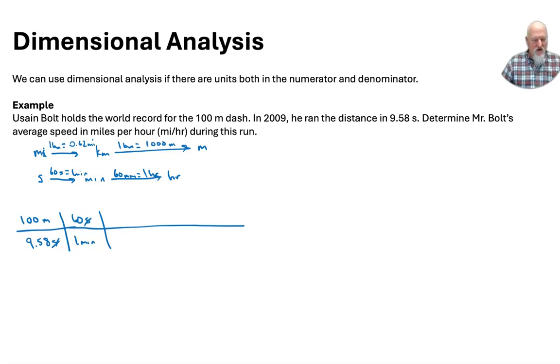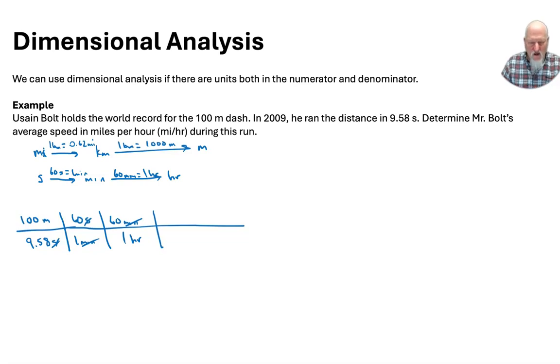I'm going to use the minute conversion to hours. 60 minutes is 1 hour. The minutes cancel, and now I've got hours in the denominator like I want, because I'm going miles to miles per hour. Okay, now I need to convert the meters. I've got meters to kilometers.